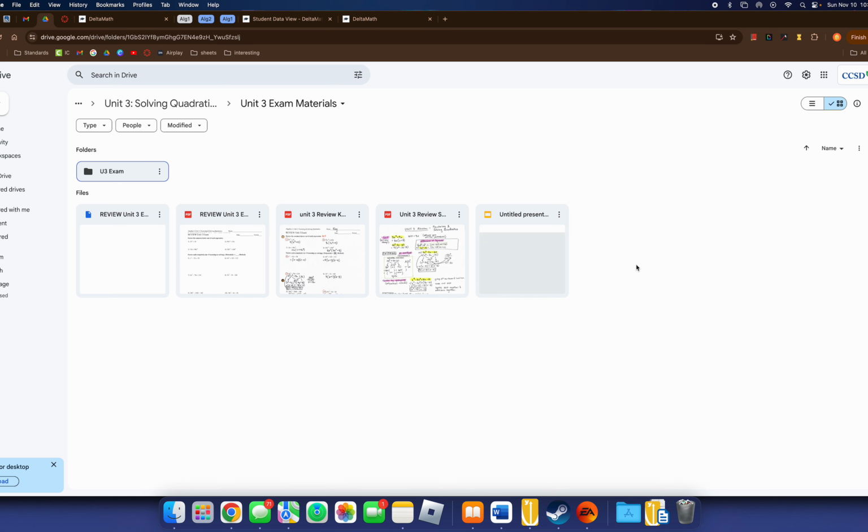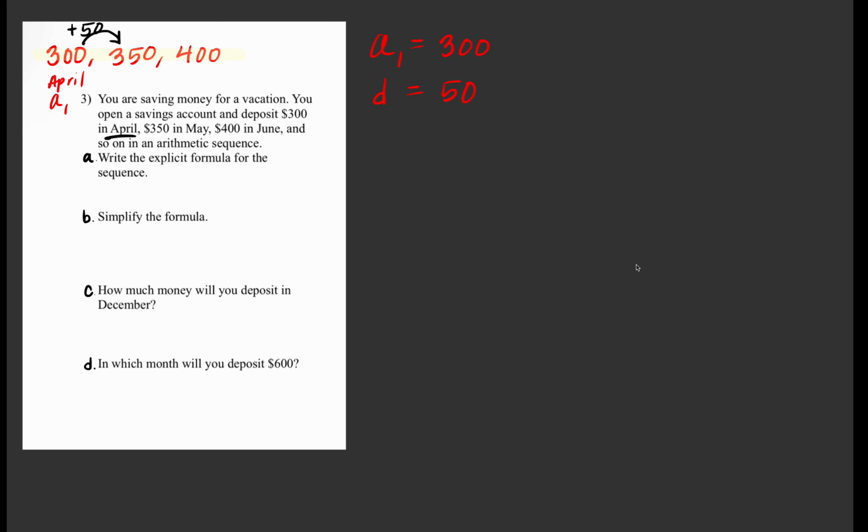You by no means have to write it this way. However, it is very helpful to be able to see your sequence. Now, let's continue. Write our explicit formula.